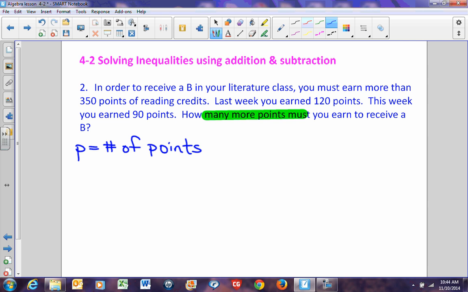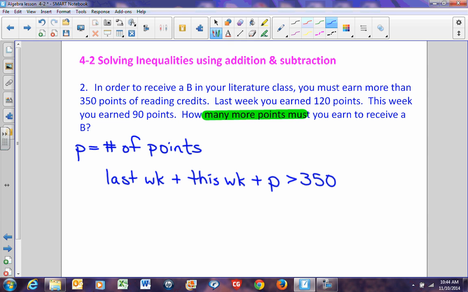And we know we have to earn more than 350, so 350 won't do it, it has to be more than 350. Okay, so last week's points plus this week's points plus however many more points you have has got to be greater than 350. So last week plus this week plus and more points has got to be greater than 350. It's not greater than or equal to, it's just greater than, because it says you must earn more than 350 points.